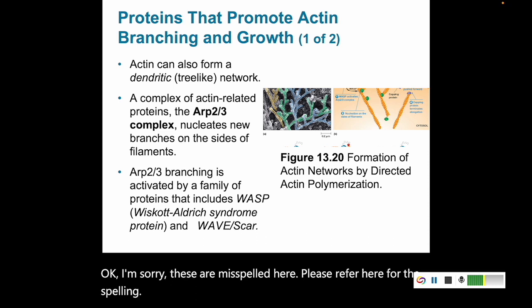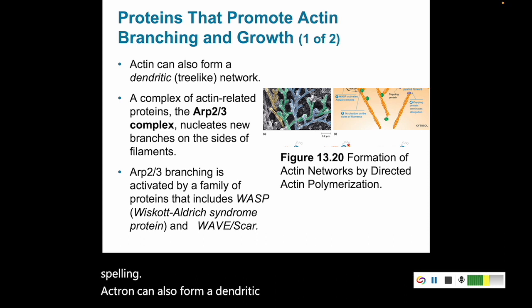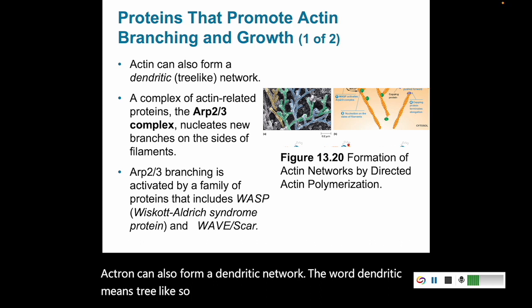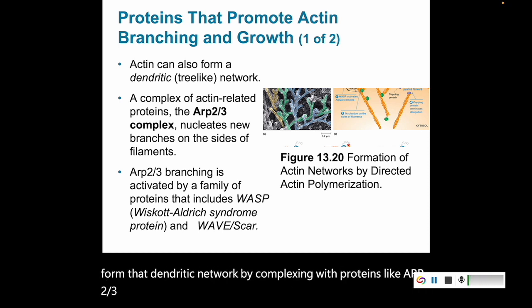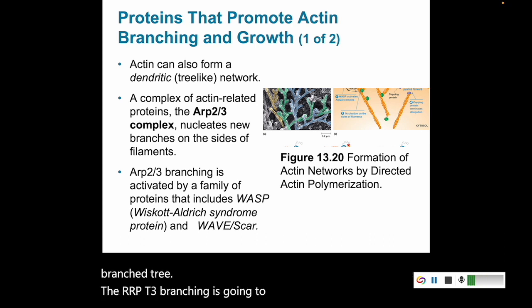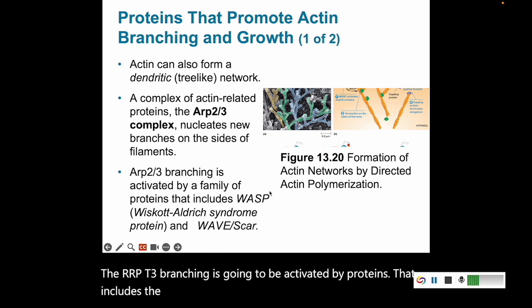Actin can also form a dendritic network. The word dendritic means tree-like, so think of like a dendrite extending. So actin helps form that dendritic network by complexing with proteins like the ARP2/3 complex, which nucleates new branches to create that more branched tree. The ARP2/3 branching is going to be activated by proteins that include WASP and WAVE/SCAR. WASP stands for Wiskott-Aldrich syndrome protein.